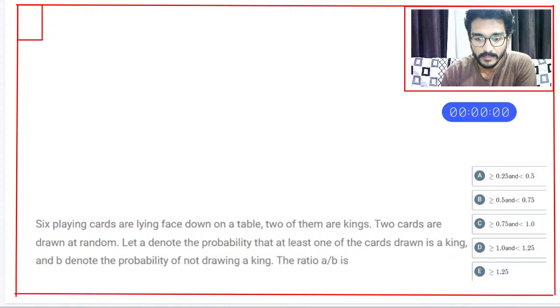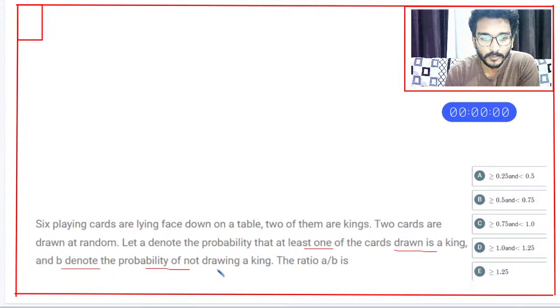In this particular question, we are given a probability A and a probability B, where A stands for at least one of the cards being a king, and B denotes the probability of not drawing a king. So they are opposite to each other. A is at least one king is there, and B is no king is there. So their addition always equals 1. It is a complete union, so we can say their combined probability equals 1.